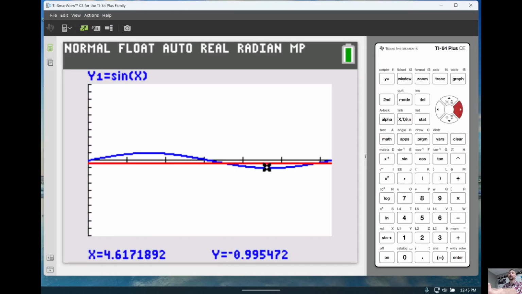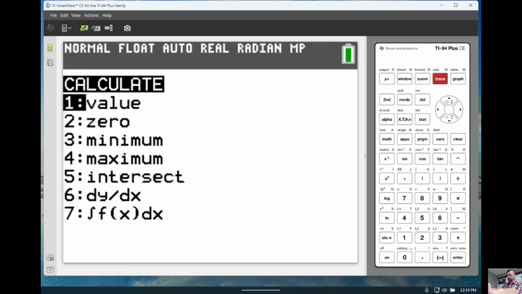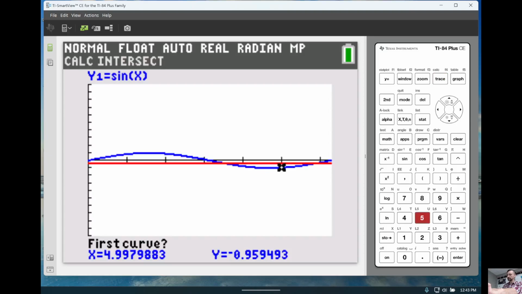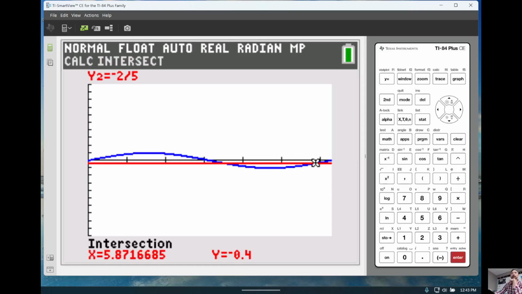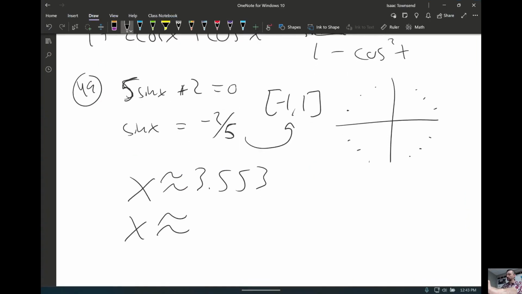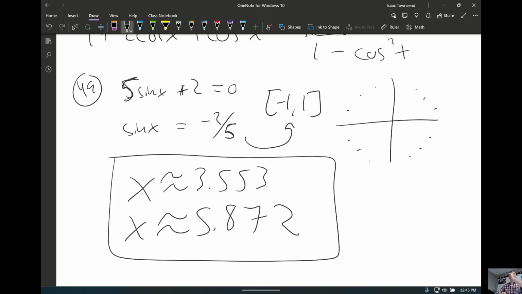so you would need to move the cursor closer to this one so it knows which one you're talking about, and then go through the same steps again. Second trace, calculate intersect, enter to identify first curve, enter to identify second curve, enter to skip guess, and then it will jump to that point for you. They are both -2/5 when x is about 5.872.